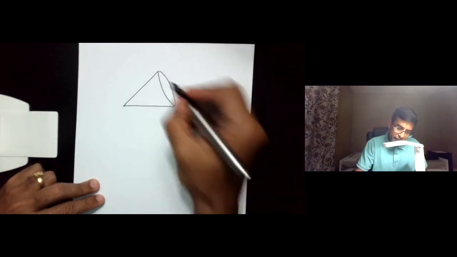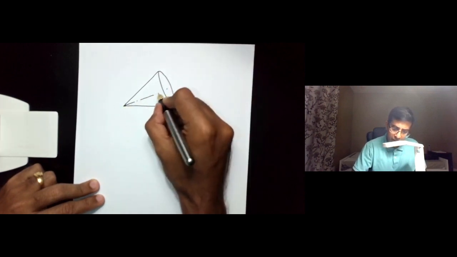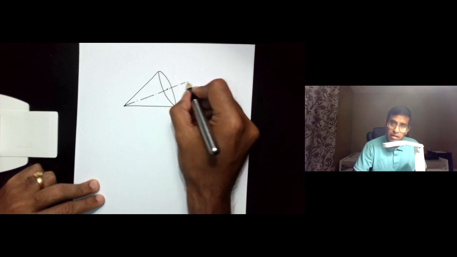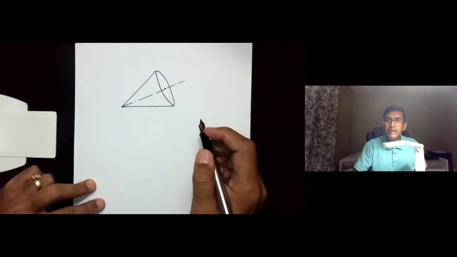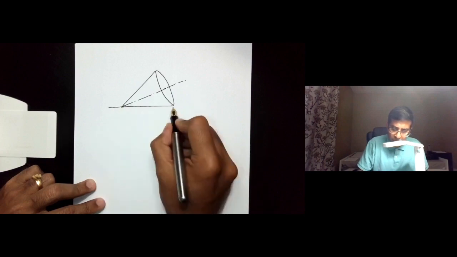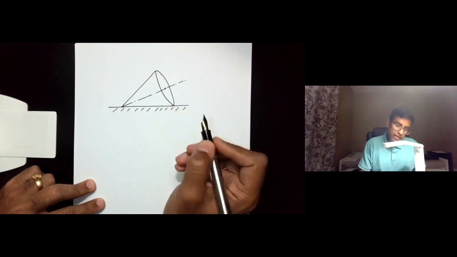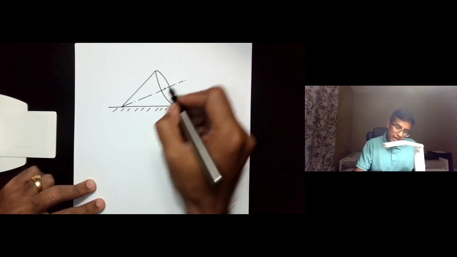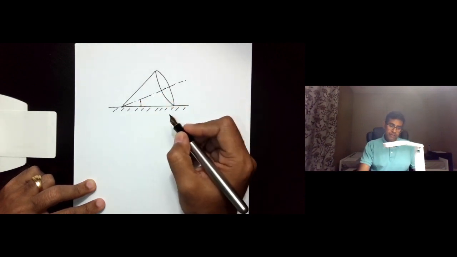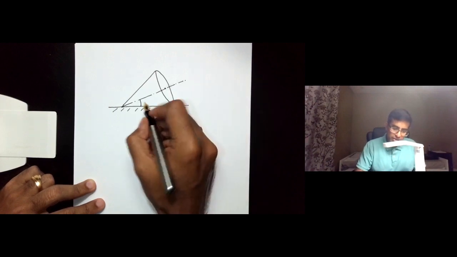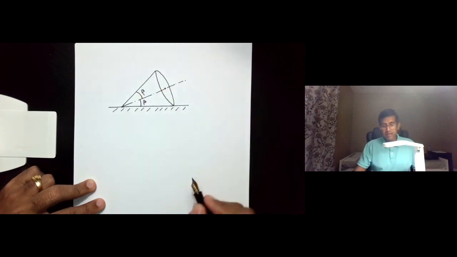so this is the cone, and right, so the cone is lying on a horizontal surface, and the angle that is made by the cone with its axis is beta. So this angle is beta.